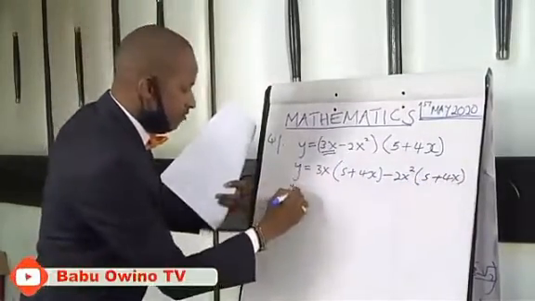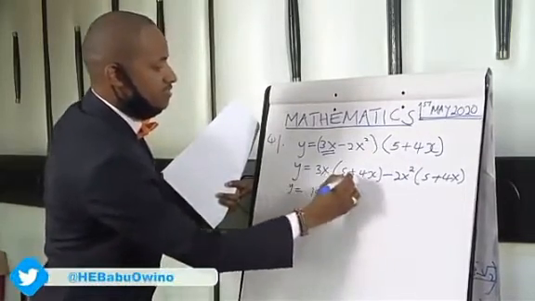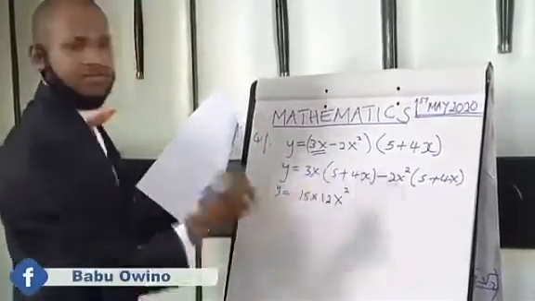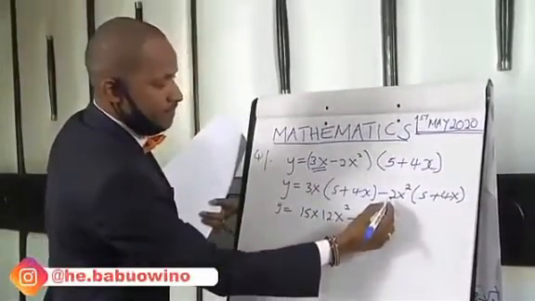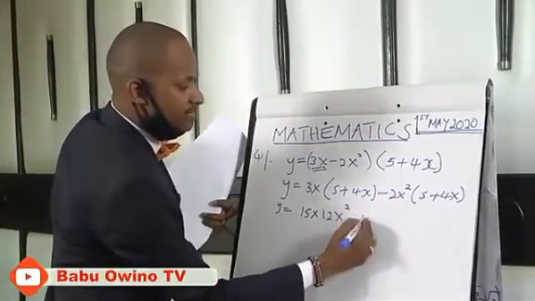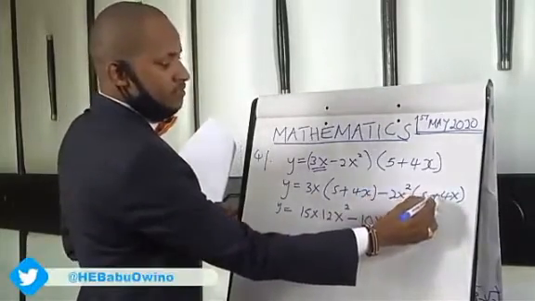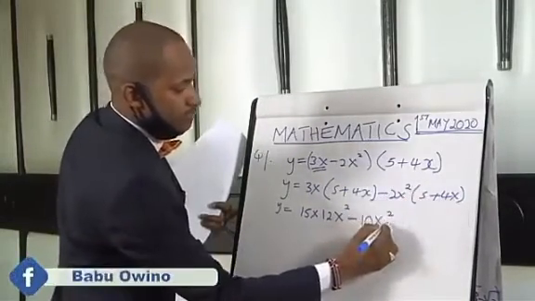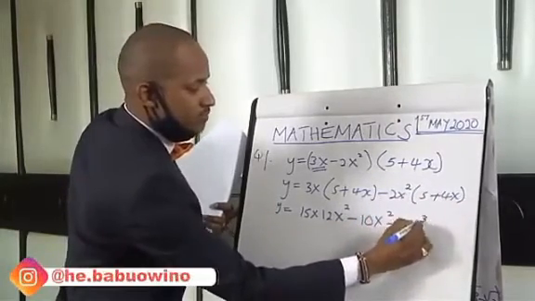Then we expand it. y is equal to 3x times 5, which is 15x. 3x times 4x, we get 12x squared, since x times x is x squared and 3 times 4 is 12. That's 12x squared. Then minus 2x squared times 5 is minus 10x squared. Then minus 2x squared times plus 4x: 2 times 4 is 8, so that is minus 8, and x squared times x is x cubed.